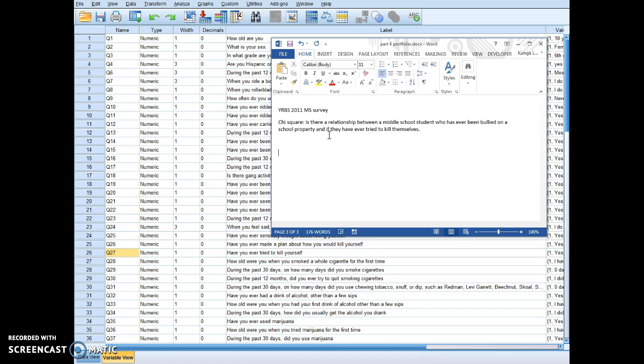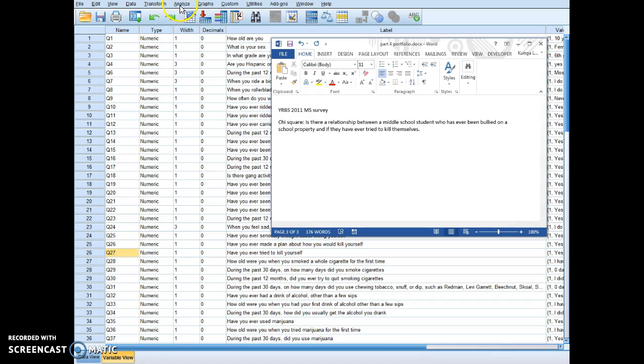For a chi-square, both of the groups should be nominal or ordinal variables. In this question, whether a middle school student has ever been bullied can be answered with a yes or no, so it is a nominal variable. If they have ever tried to kill themselves is also a yes or no answer, and is also a nominal variable. So there are two nominal variables, which qualifies for a chi-square test.